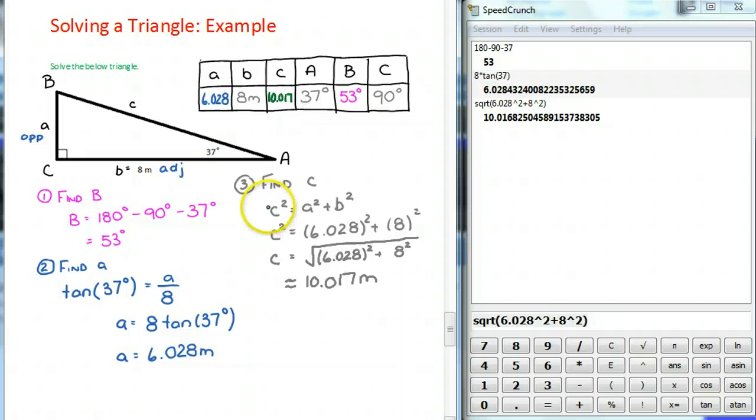Now just a little comment about this step here. Remember, 6.028 is approximate, and therefore I should have an approximate symbol there. So if that length of A is an approximate value, by using this approximate value, I'm introducing some error into this calculation. There's no problem as far as giving this answer, to be perfectly honest, but you should understand that this answer is even more of an approximation because I've already approximated this value of A here.